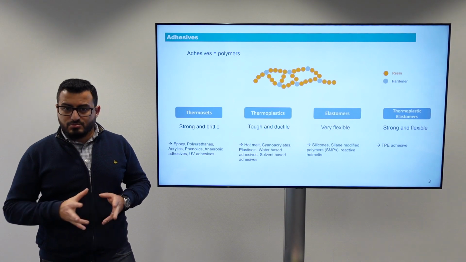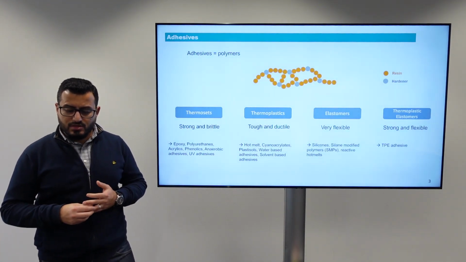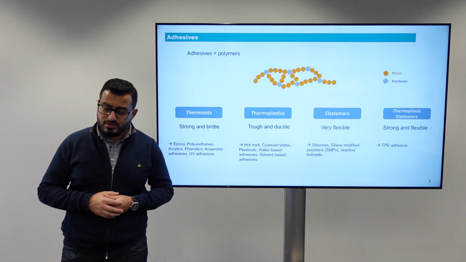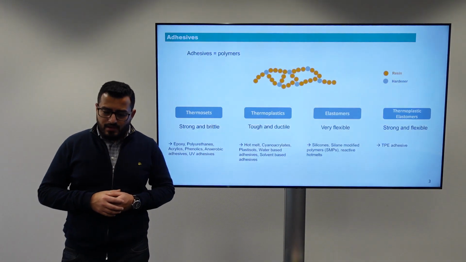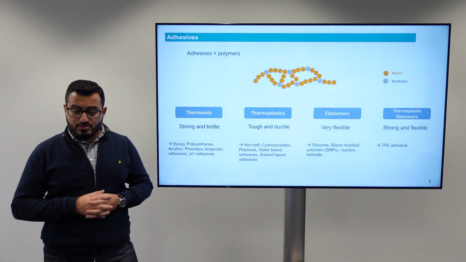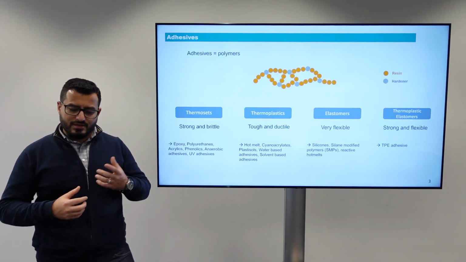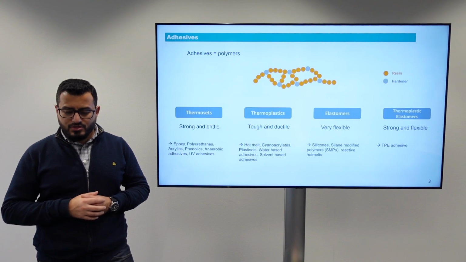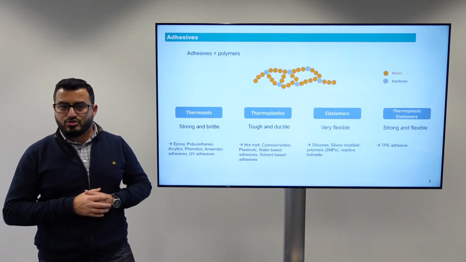Third class is the elastomers, which are very, very flexible, and examples of these would be silicones, silane modified polymers, or in short SMPs, and reactive hot melts. And finally, we have the thermoplastic elastomers, which are a combination of thermoplastics and elastomers, so they are strong yet very flexible. An example of these would be the TPE, or thermoplastic elastomer adhesives.